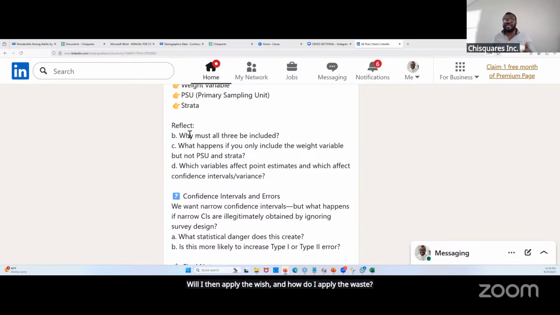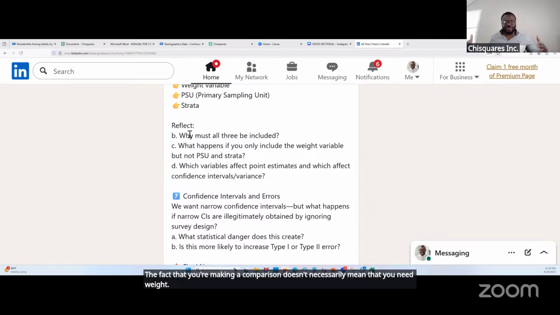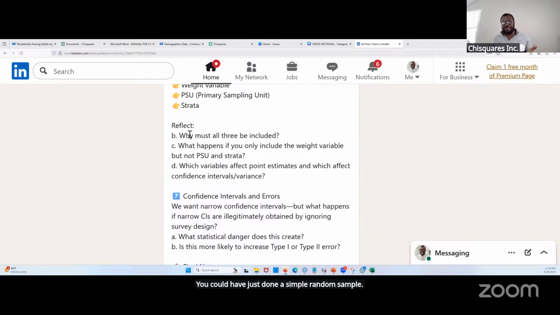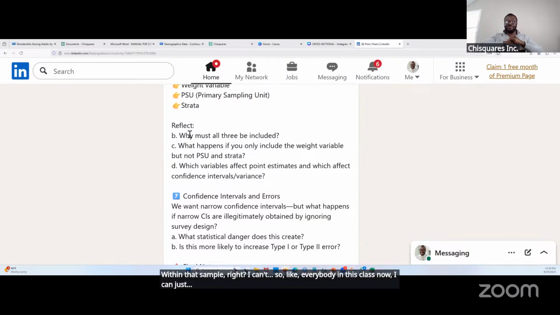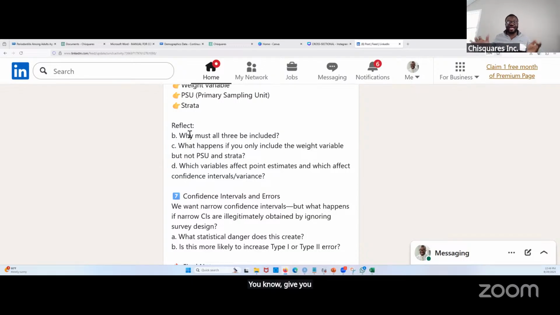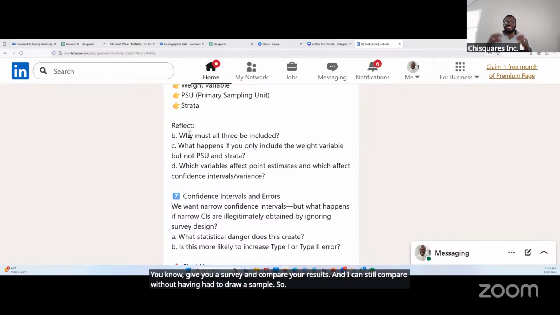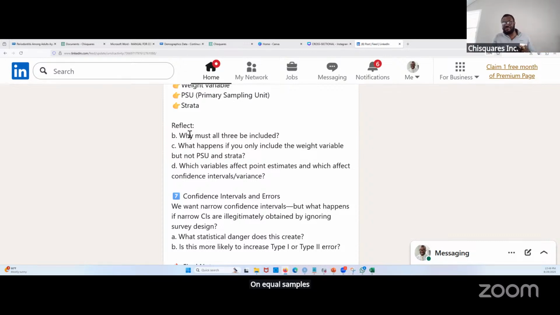The fact that you're making a comparison doesn't necessarily mean that you need weight. You could have just done a simple random sample and you can still compare within that sample, right? So like everybody in this class now, I can just give you a survey and compare your results. And I can still compare without having had to draw a sample. So comparison doesn't necessarily mean that you have to draw unequal samples, right?